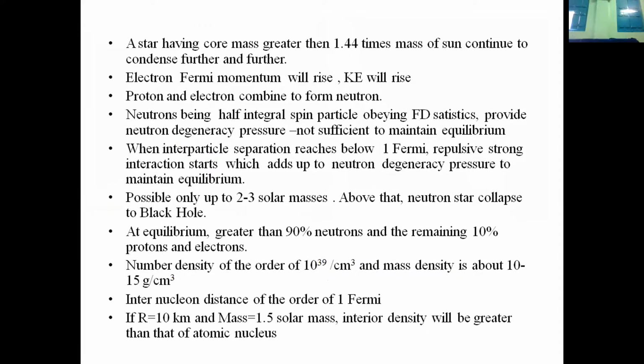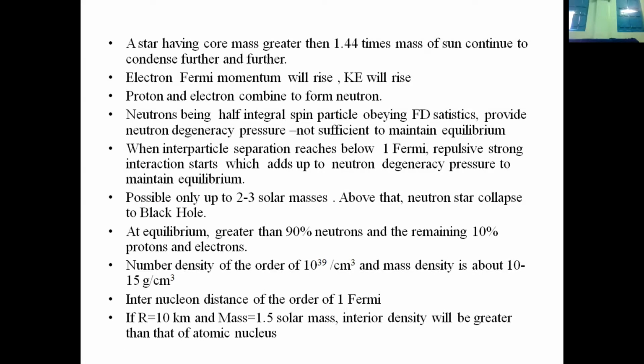Now, let me say something about the neutron star. A star having a core mass greater than 1.44 times the mass of the sun continues to condense further and further. And the electron Fermi momentum may rise, and as a result, the kinetic energy may also rise. In this situation, a proton and an electron combine to form a neutron. Neutrons are particles obeying Fermi-Dirac statistics, having half-integral spin. They can provide a degeneracy pressure, that is neutron degeneracy pressure, that may not be sufficient to maintain equilibrium.